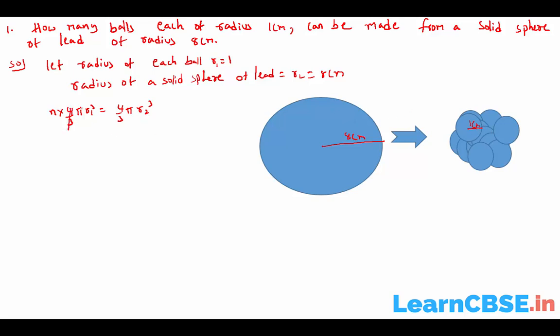Now 4/3 pi and 4/3 pi cancel. n into 1 cube equals 8 cube. n into 1 cube means n, and 8 cube means 512. That means a total of 512 balls are made out of the lead sphere of radius 8 centimeters. Going for the next one.